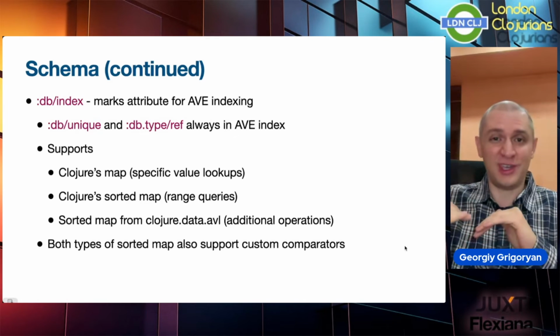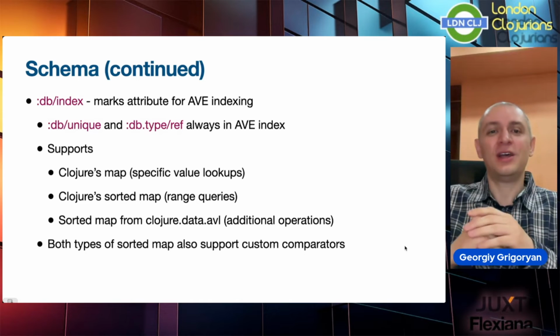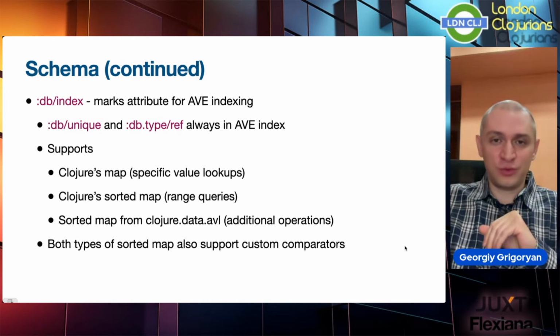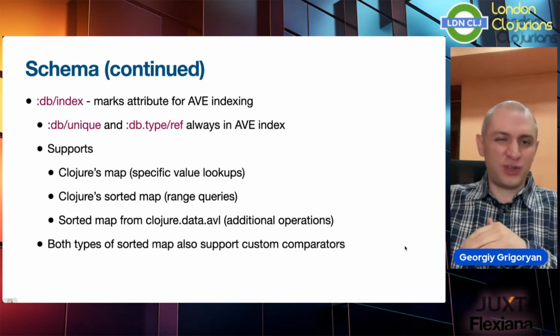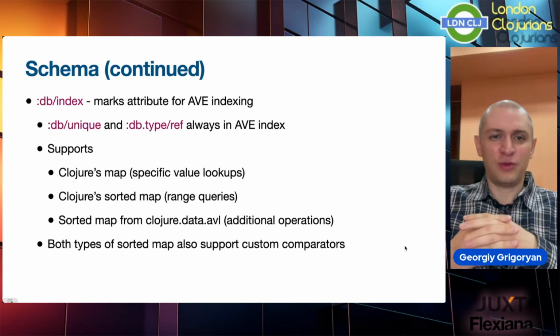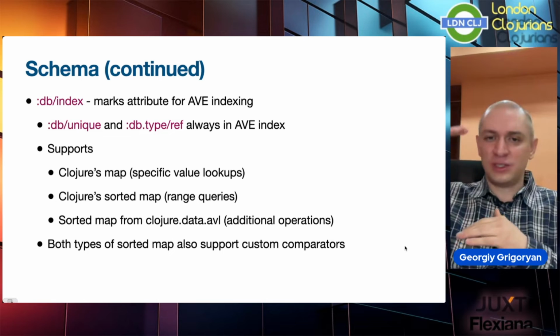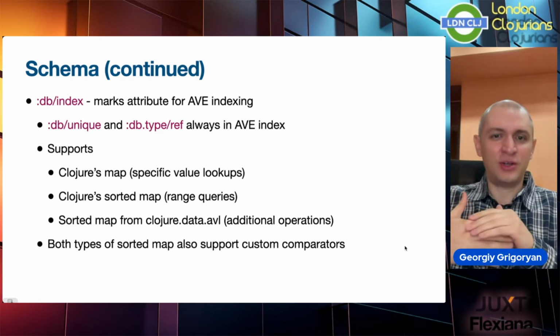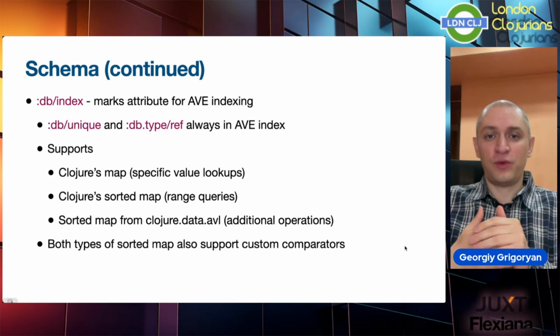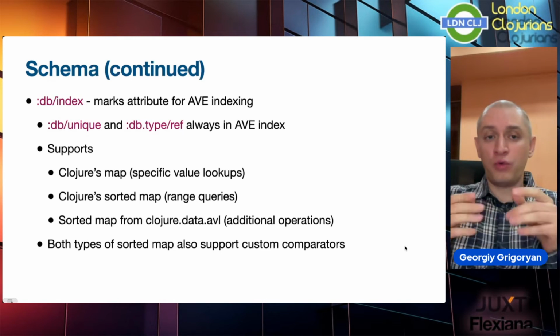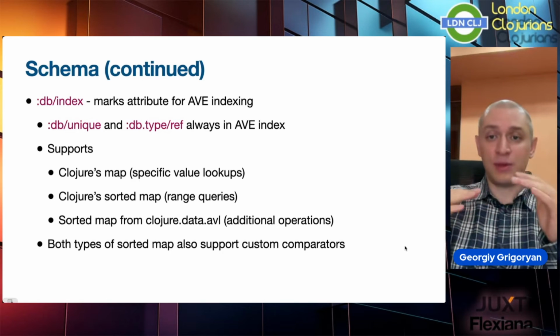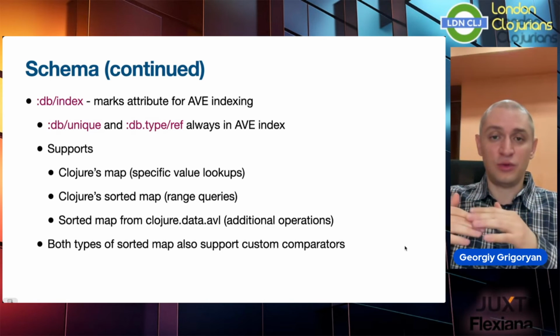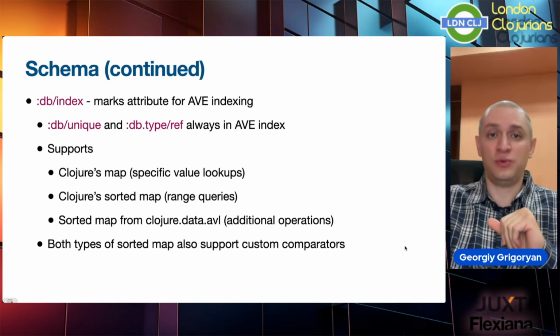Well, you can do ranges, but you're scanning the whole thing, right? So it defeats the purpose. But if you want just to get some value quickly, you don't need to pay for a sorted set. You can just use a regular Clojure map. Now, more typically, we want some kind of ranges, right? So we want the thing sorted, and you can use Clojure sorted map for that, as well as Clojure Data AVL sorted map, if you want those additional operations that I just mentioned. And both types of sorted map also support custom comparators, so you can choose your own comparator again if you need to.